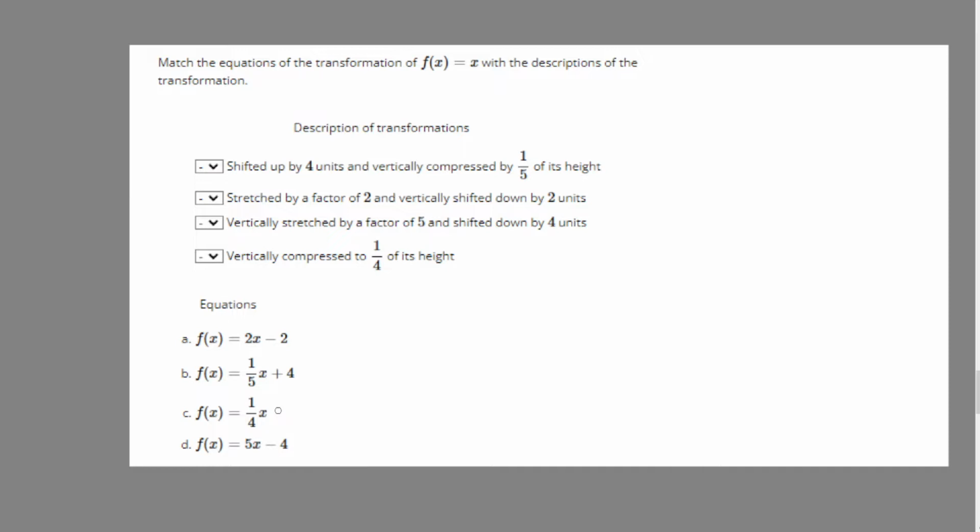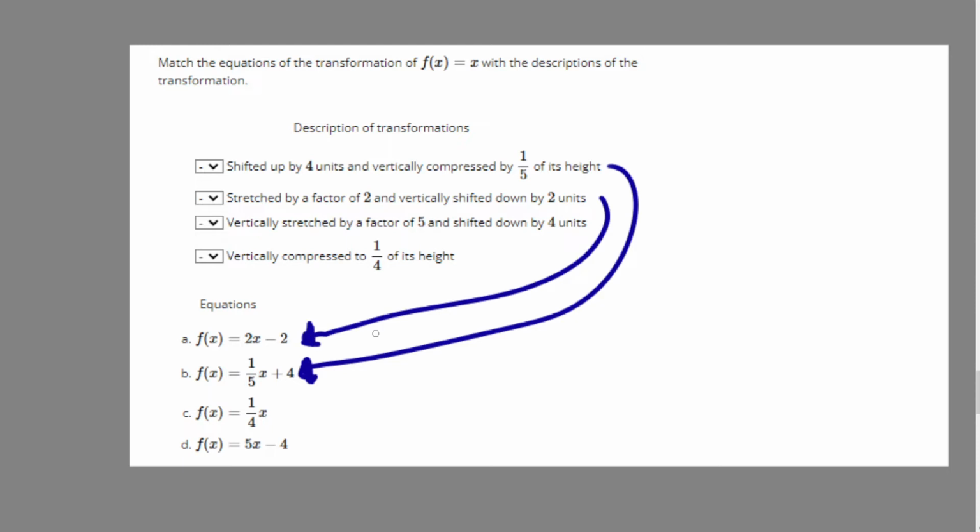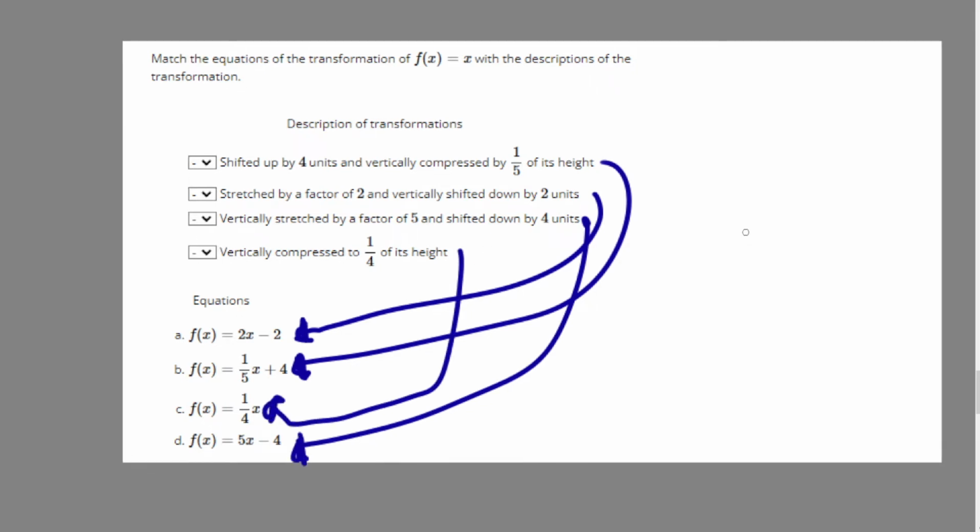So match the equations of the transformation f of x equals x with the descriptions of the transformation. Shift it up by 4 units and vertically compressed to 1/5 of its height. So we're shifting up, so this plus 4 gives it away. We don't even really need to look for that 1/5 there, because we know that there's none other that are plus 4. Stretched by a factor of 2 and vertically shifted down by 2 units. So down 2, it's going to be this one. Vertically stretched by a factor of 5 and shifted down by 4 units. So minus 4. And then vertically compressed to 1/4 of its height is going to look like this.